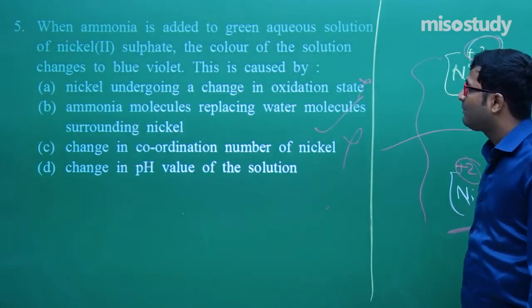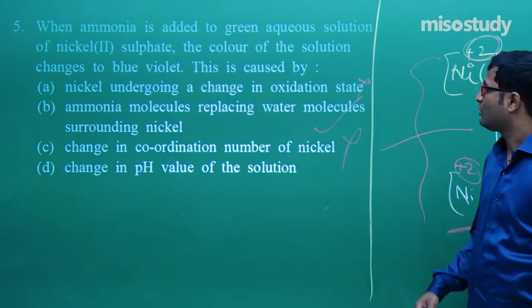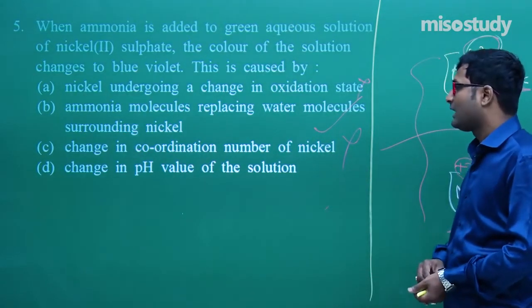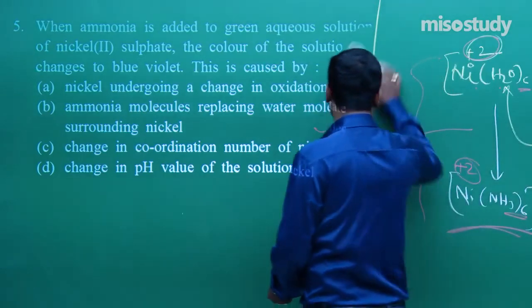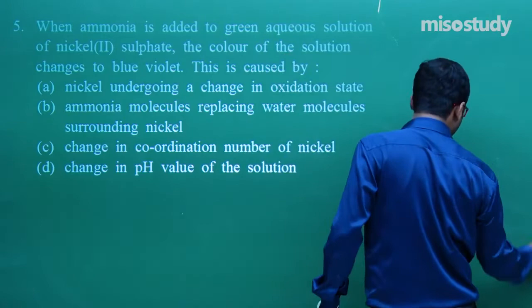So what will happen for question number 5? B is the correct option. Clear? What I'm telling, for question number 5, B is the correct option. Clear? Now I'm going to rub this part and we'll discuss the next question. Wait for a moment.